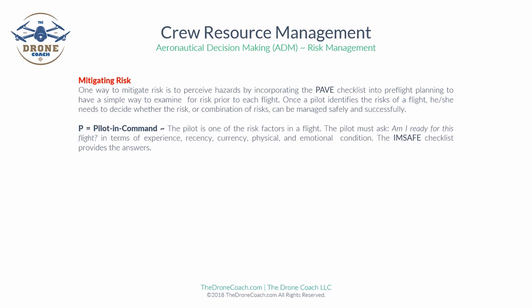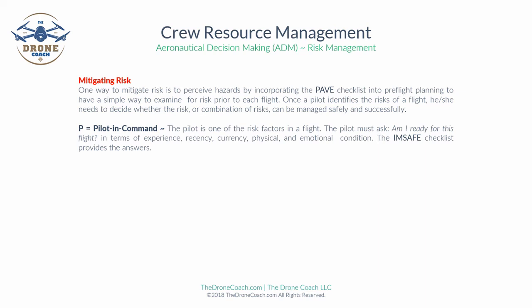Mitigating risk. Now, one way to mitigate risk is to perceive hazards by incorporating the PAVE checklist into pre-flight planning to have a simple way to examine for risk prior to each flight. Once a pilot identifies the risks of flight, he or she needs to decide whether the risk or combination of risks can be managed safely and successfully. So P would be the pilot in command. The pilot is one of the risk factors in a flight. The pilot must ask, am I ready for this flight in terms of experience, recency, currency, physical, and emotional condition?